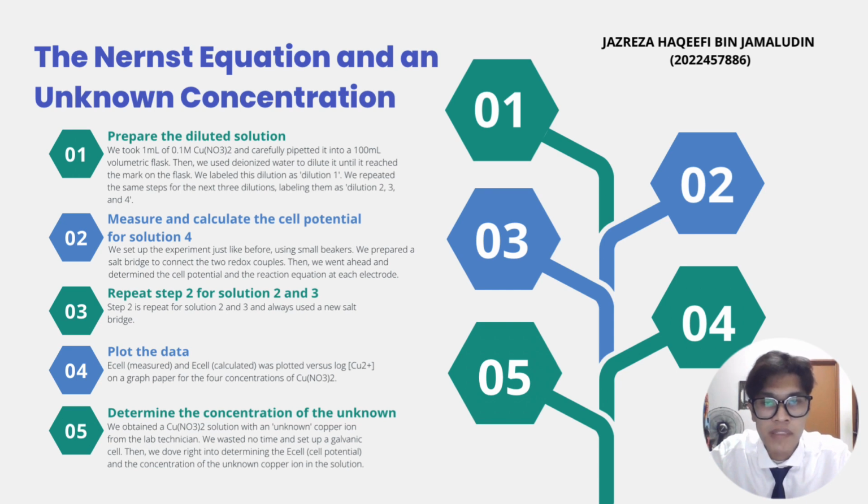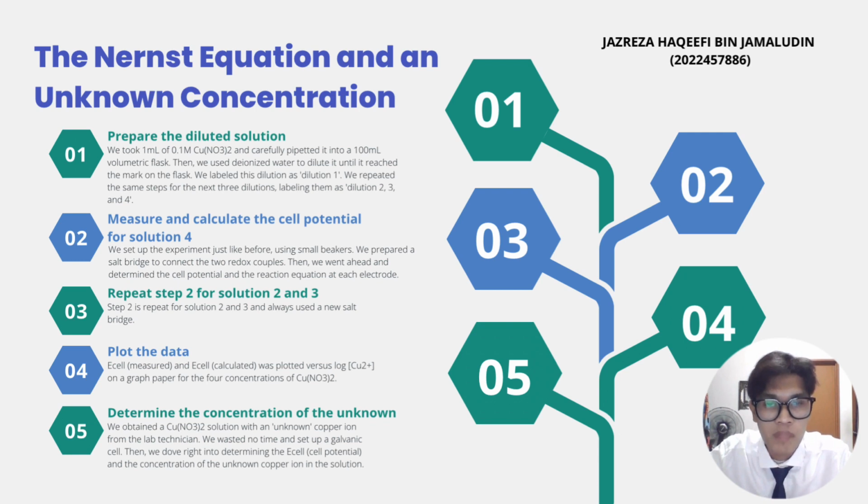Then we repeat the same step for the next three dilutions and label them dilution 2, 3 and 4. And for the second step, we measure and calculate the cell potential for solution 4, where we set up the experiment just like before, but using a small beaker.